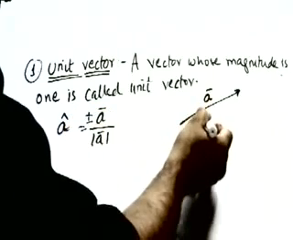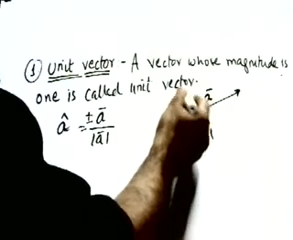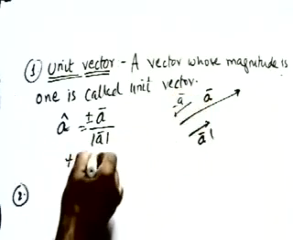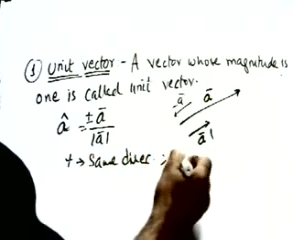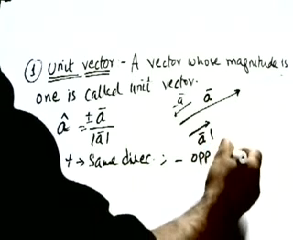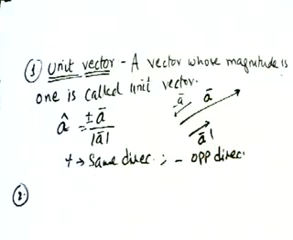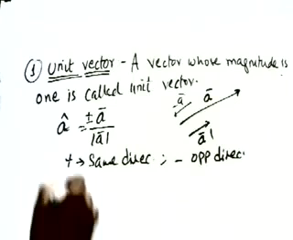We use plus or minus. Plus means same direction, and minus means opposite direction. So a vector whose magnitude is 1 is called a unit vector. The unit vector of any vector is given by vector A by mod A.